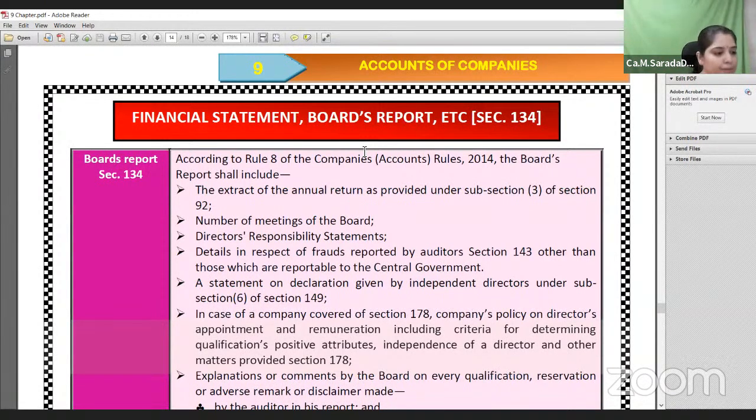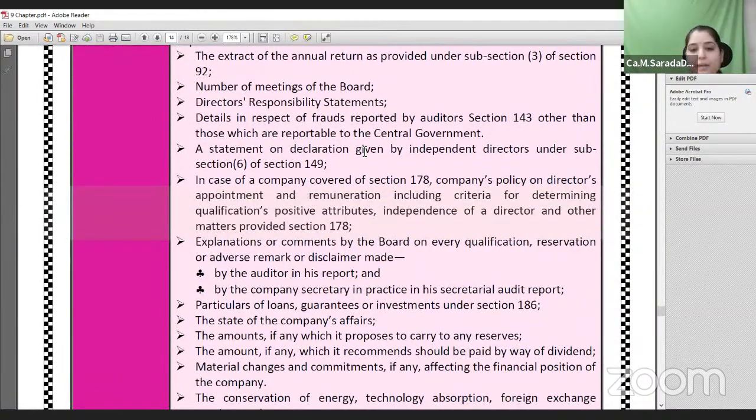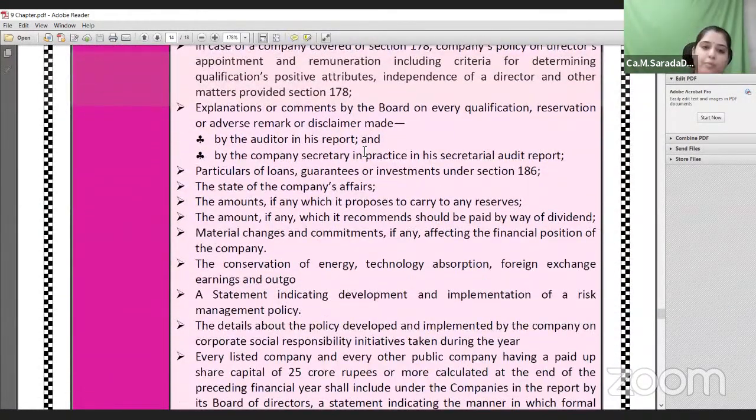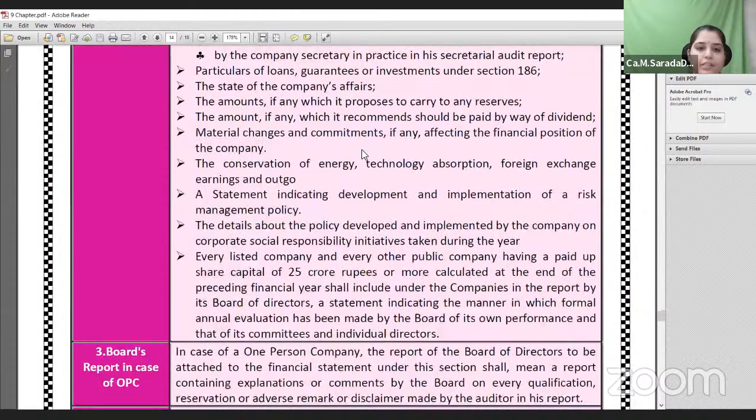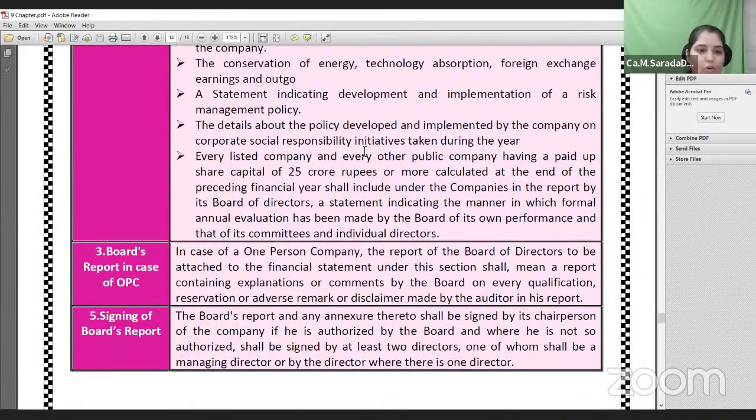Under section 134, the board report will contain the following details. What are those, ma'am? The board report will contain that they have properly filed the annual returns, that the annual financial statements are prepared, and the annual returns have to be filed to ROC. It also contains the number of board meetings which have taken place, the directors' responsibility statement, the declarations of the independent directors, qualifications and remarks made by the auditors about the loans and investments, and the company's technology, foreign exchange earnings, and any material changes. So all these are important contents of the board report.